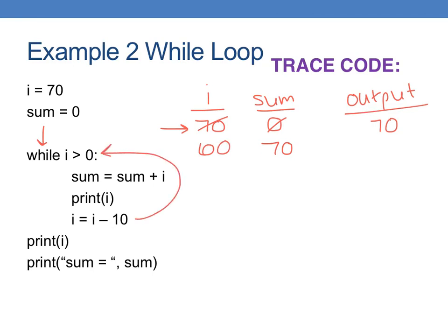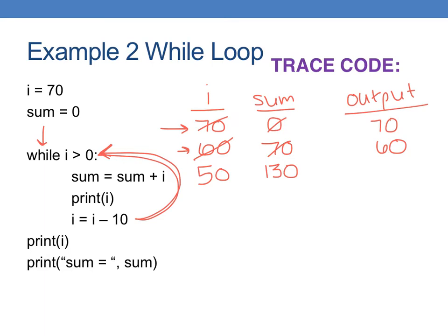So the sum is 70 plus 60, which is 130. Print I to the screen. Well, I is currently set to 60. So we print that. And then we subtract 10. And then we re-loop back up.